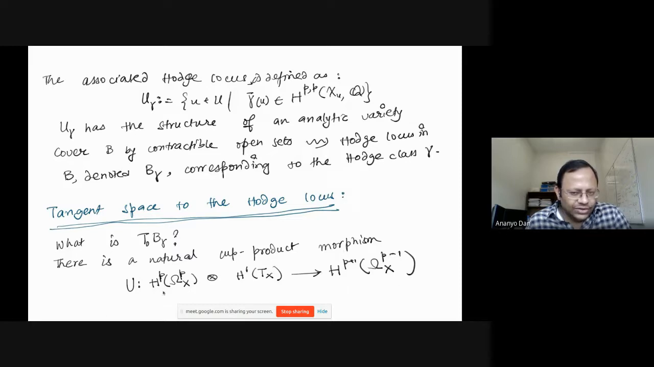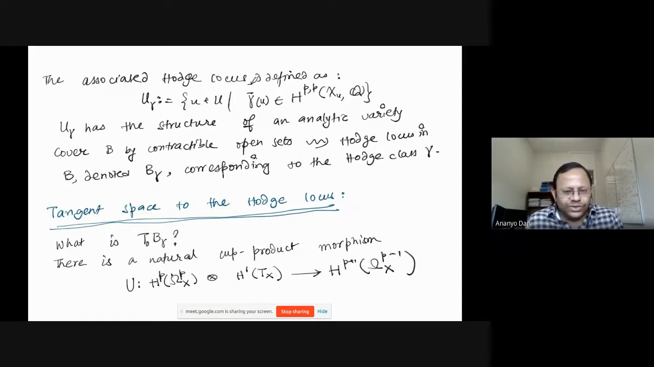And now if you take this, the cup product is defined whenever you have a complex manifold. You can always define such a cup product for any sheaf defined on the manifold. So you have a cup product from H^p(Ω_X^p). So how is the cup product defined, basically?